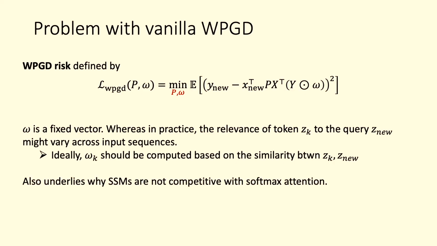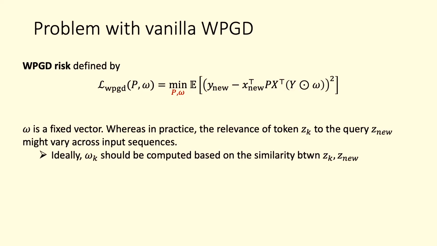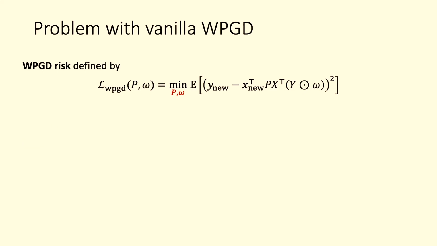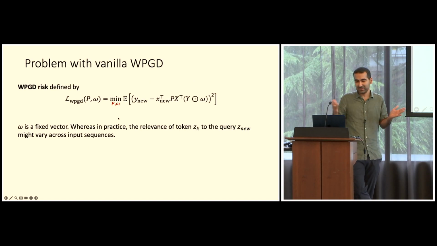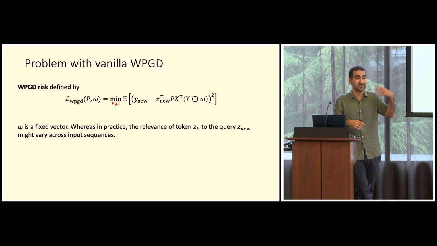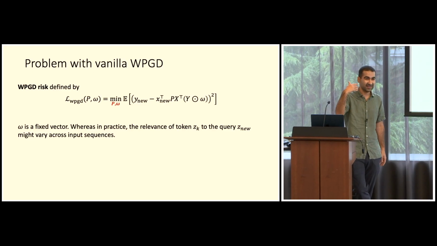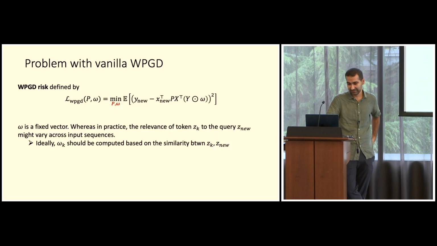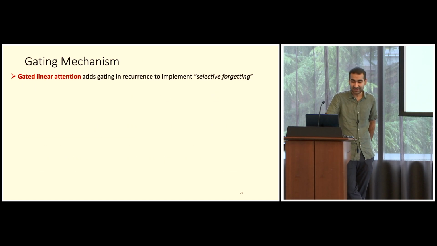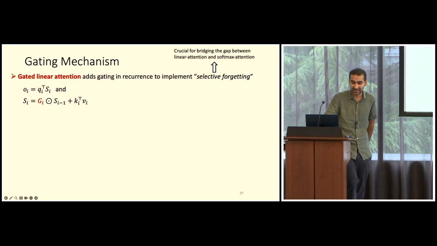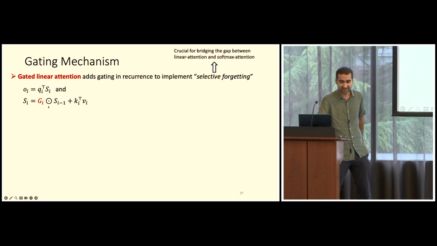So yeah, just to wrap up, I'm coming to the end of the talk, hopefully. Obviously, one problem with this WPGD is the fact that we are using a fixed weight vector, right? Which is also the problem with state space models, because I don't want just temporal understanding. I want data-dependent understanding, right? And so this essentially motivates gated mechanisms, right? And this gating mechanism in the context of linear attention is just this.